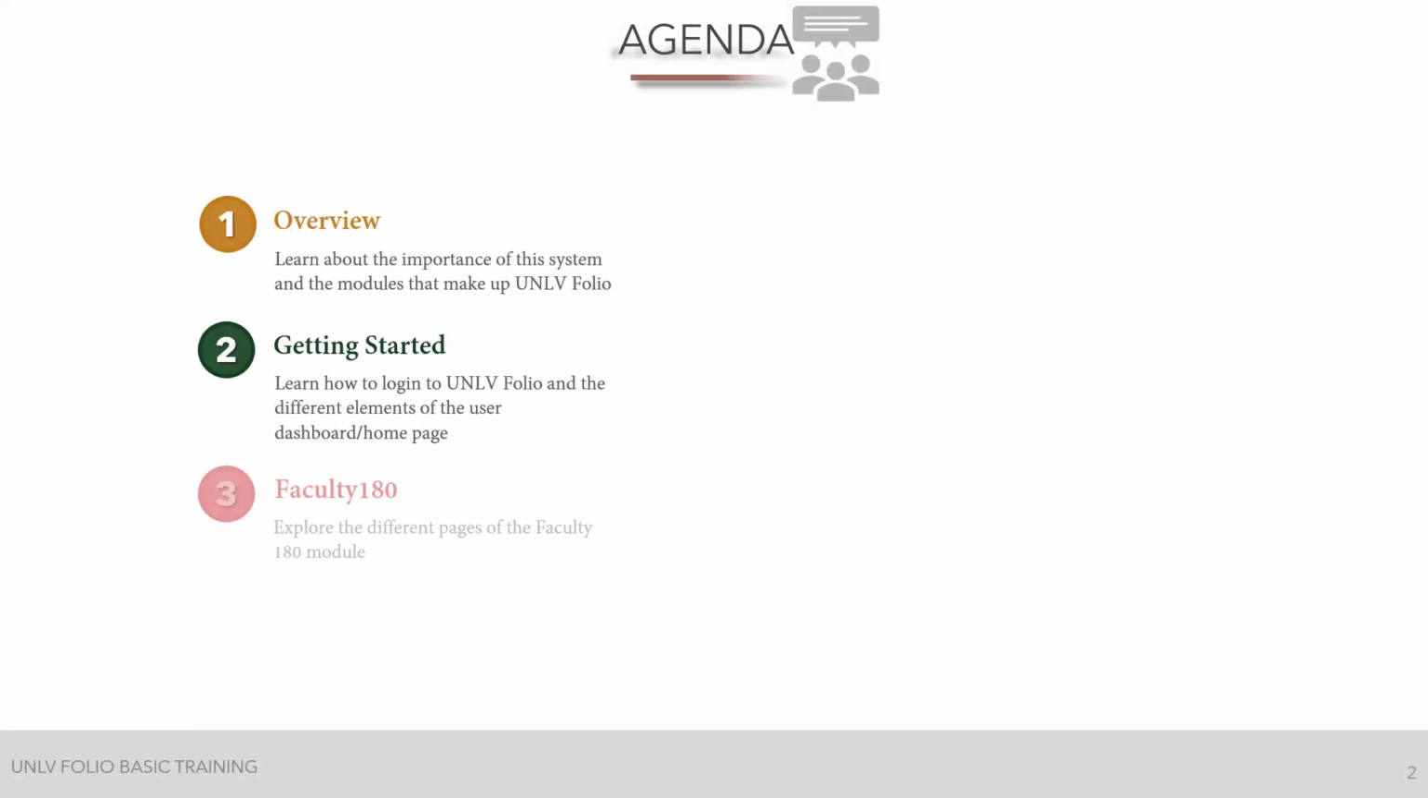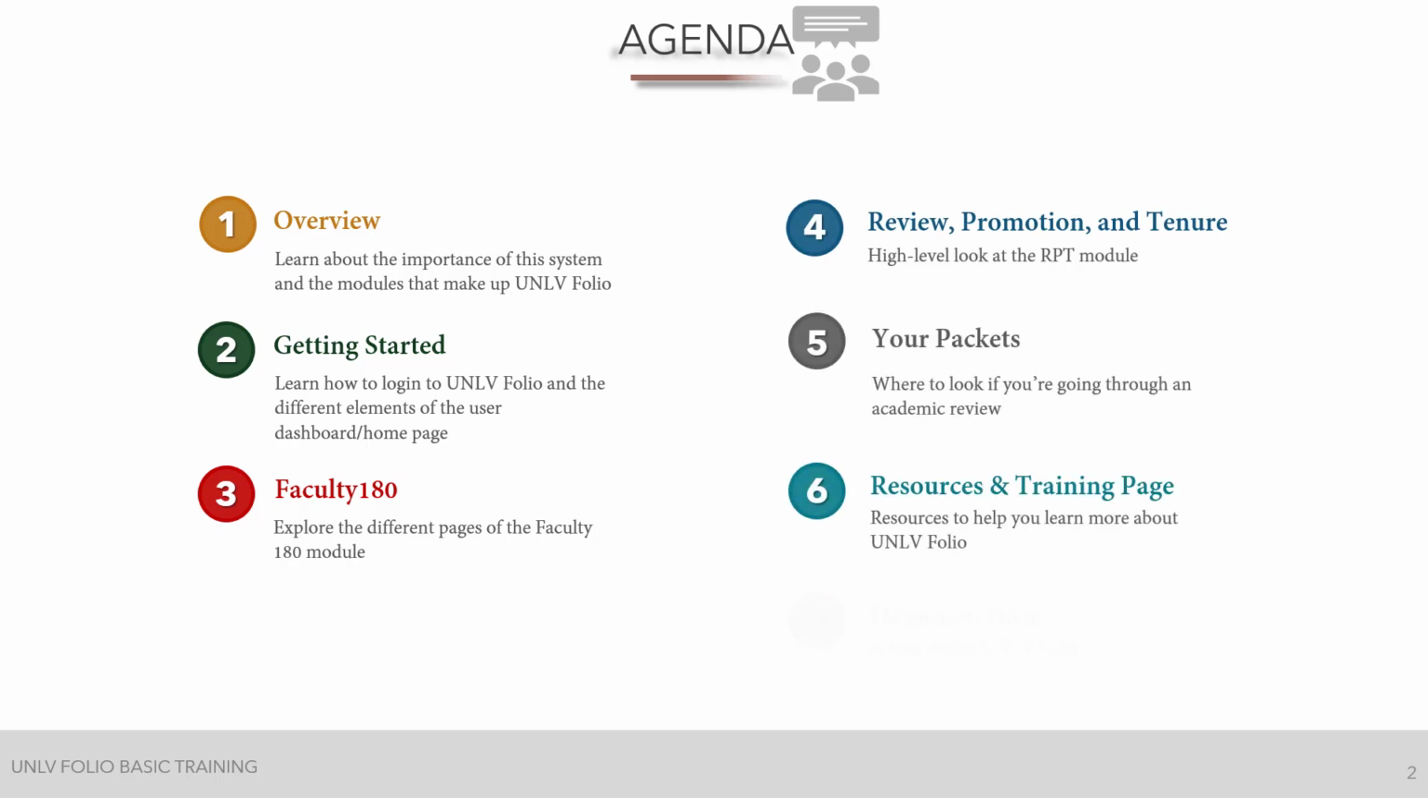In this session, we will be going over the importance of the UNLV Folio system, as well as the different modules that make up UNLV Folio. We will then go over how to get started, including logging in and the different elements that make up the user dashboard. Next, we'll go over Faculty 180 and explore the different pages of this module. We'll then take a high-level look at the Review, Promotion, Tenure module. After that, we'll go over Your Packets, which is where you will find your packet or case if you're going through an academic review. I'll then point you to more resources and training on the UNLV Folio Resources and Training page. Lastly, we'll conclude with a demonstration of UNLV Folio.